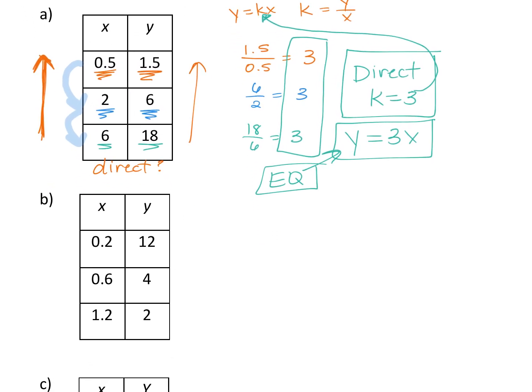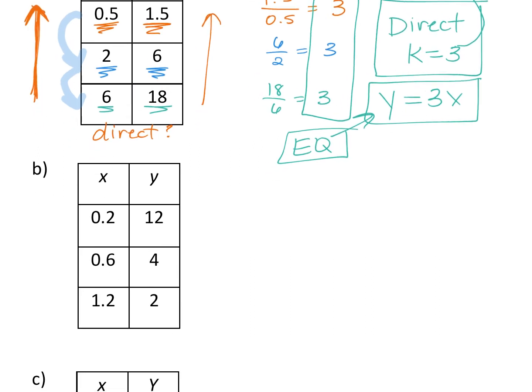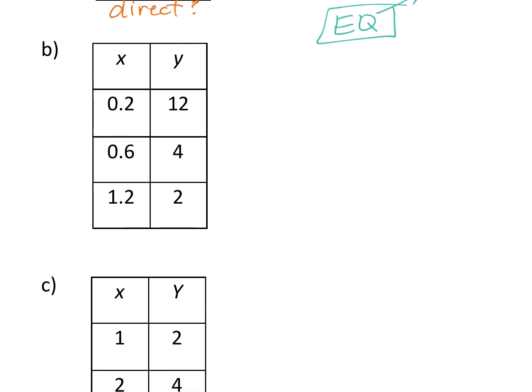Good there? Okay, letter B. So first thing you have to check is what? What direction are your numbers going, right? We got to figure out, is it direct, inverse, or potentially neither? So my x values, are they going up or down? X values are going up as we go through them. Y values are going down. So our potential right now is that it would be inverse, okay? We got to figure that out.